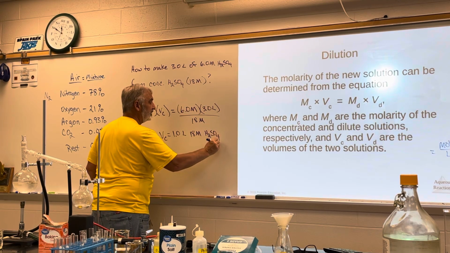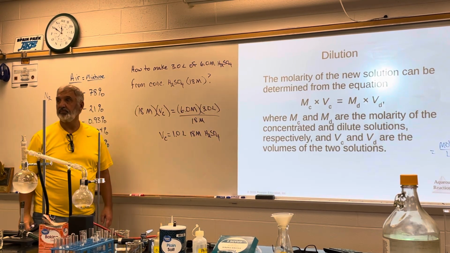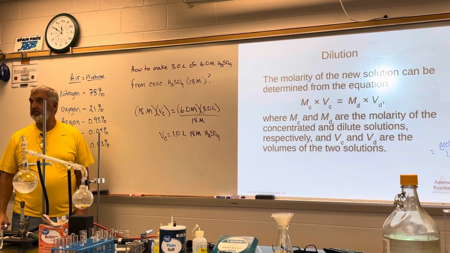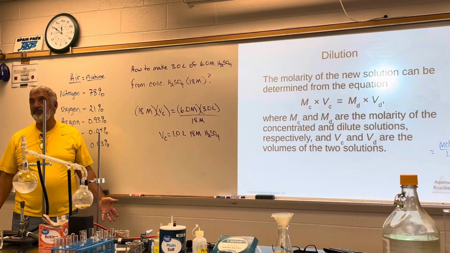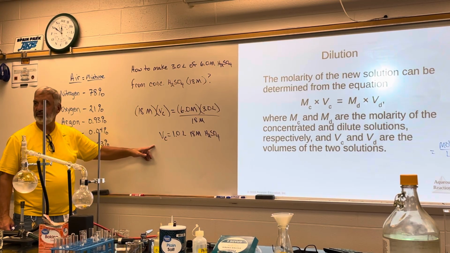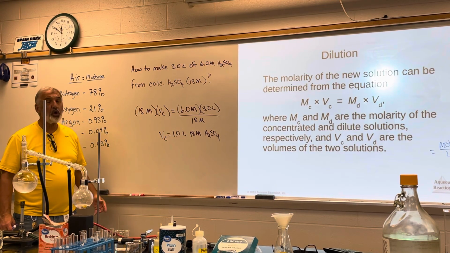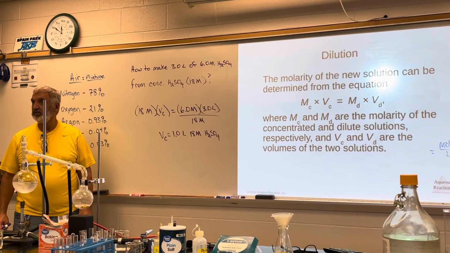H2SO4. And then what do I do? I measure out 1 liter of 18 molar. So how do I go from 1 liter to 3 liters? I'm in the lab. How do I make this? 3 times as much. What total volume do I want? 3. So I have 1 liter. How do I make it go to 3 liters? Add water, right? That's how you dilute something, you add water.